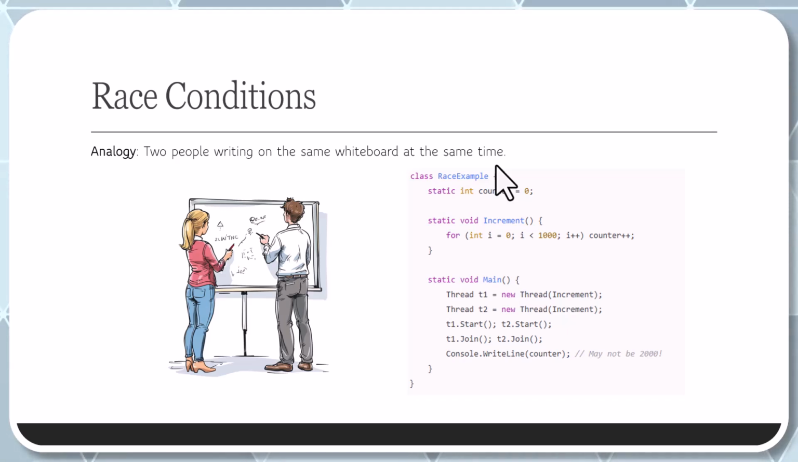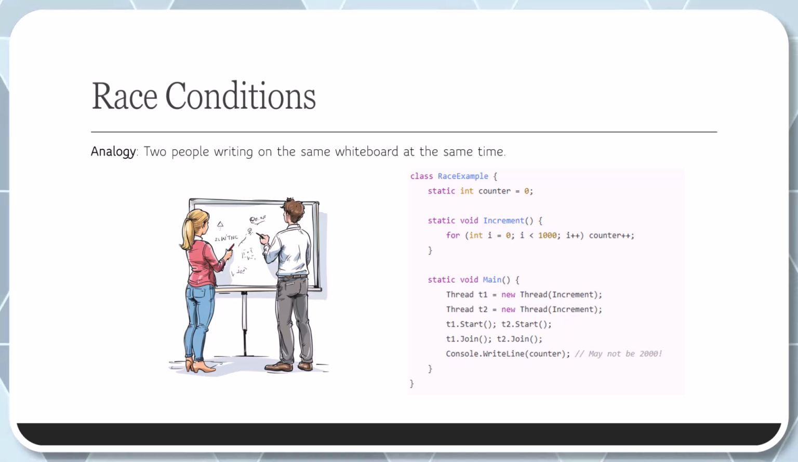So here on the right side you have an example where we have an increment method which increments a counter variable by 1000 each time it is called. So we have two threads T1 and T2, and we are starting thread 1 and thread 2. So we are expecting the value to be 2000, but it won't be 2000 because, as we discussed earlier, counter plus plus is like counter equals counter plus 1.